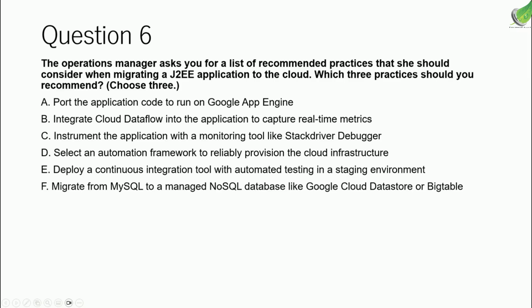Let's start with A. This is a good practice. Google App Engine is a platform as a service, or PaaS. Porting an application to a PaaS platform is a common and highly recommended modernization strategy. It abstracts away the underlying infrastructure, freeing the development team from managing things like scaling and OS patching, so they can focus entirely on the application code.